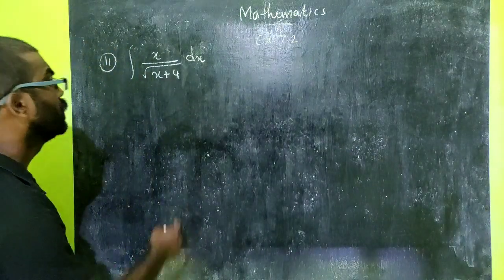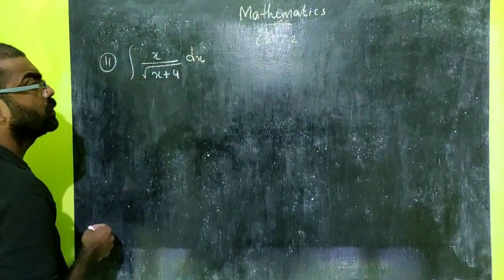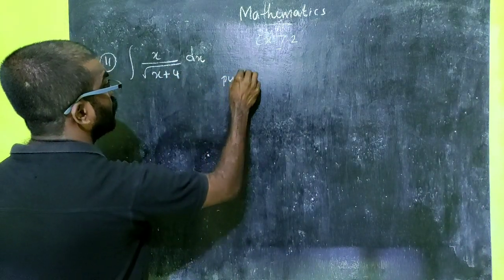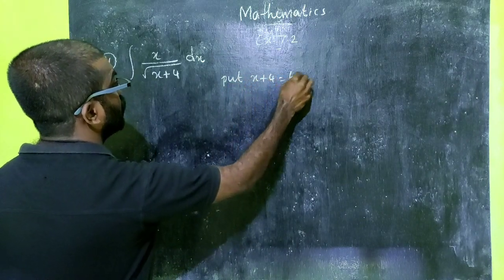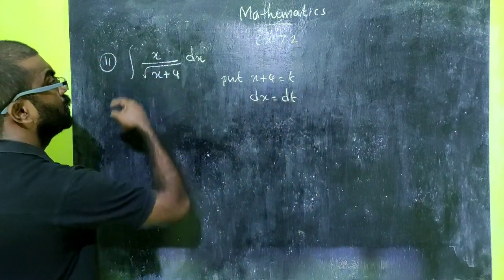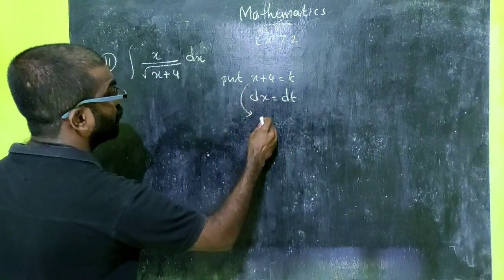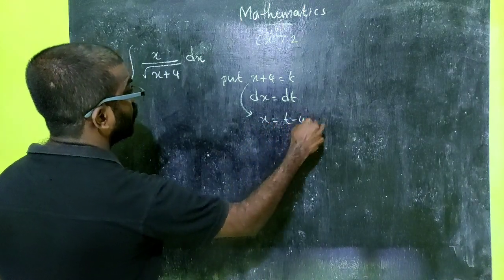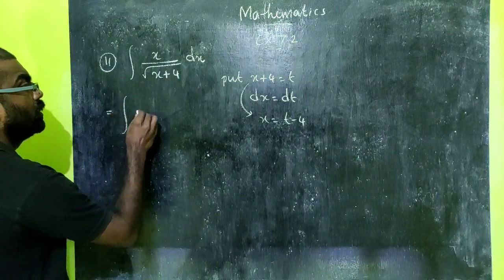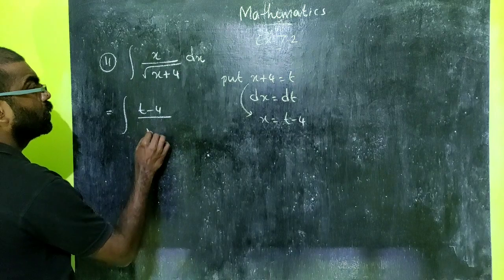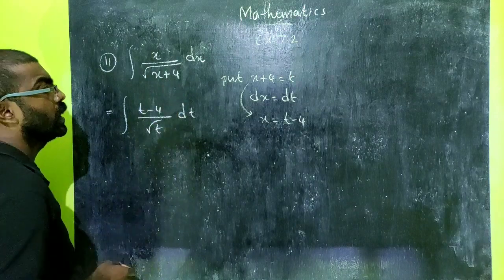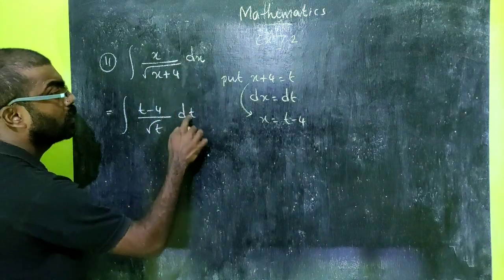The next question is integral x by root x plus 4 dx. Here we can put x plus 4 as t, then dx is equal to dt. Since x is in the numerator, we can find the value of x: x is equal to t minus 4, the value of x in terms of t. So it is equal to integral t minus 4 divided by root t dt. x is t minus 4 and root of x plus 4 is root t. dx equal to dt.